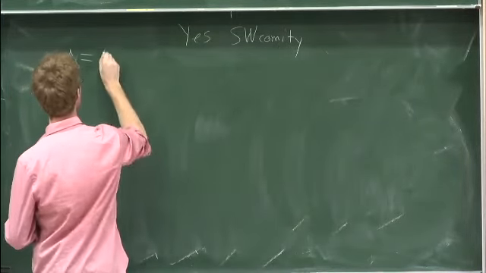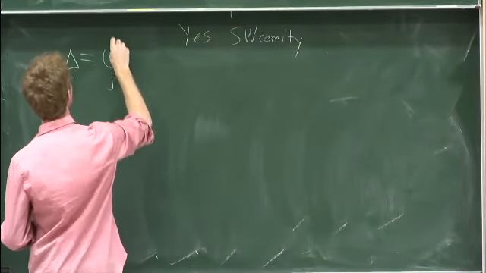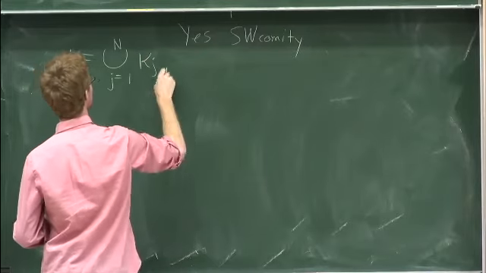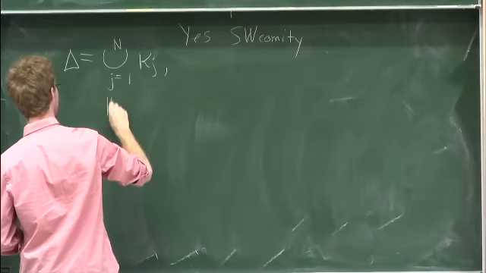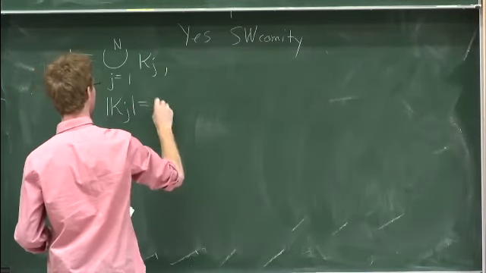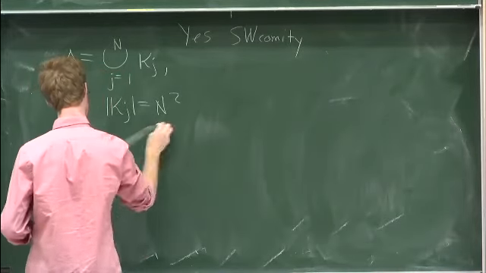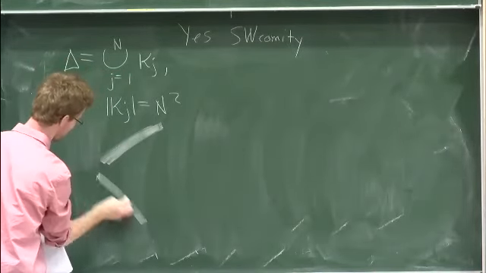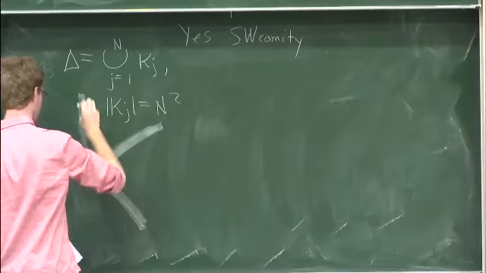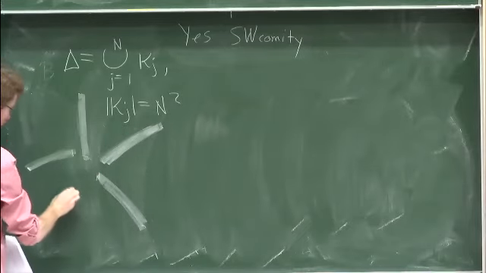Delta is equal to the union of a bunch of sets kj, where the size of each one of them is approximately n squared. So this set looks like a bunch of subspaces, all of which are really large, and all of which have no relation to the other ones.